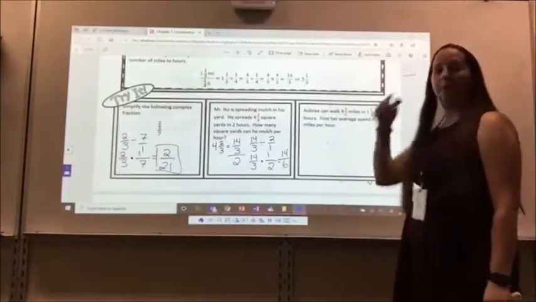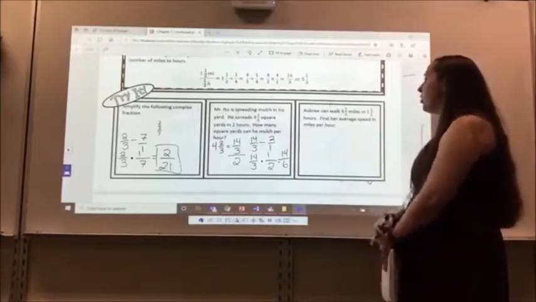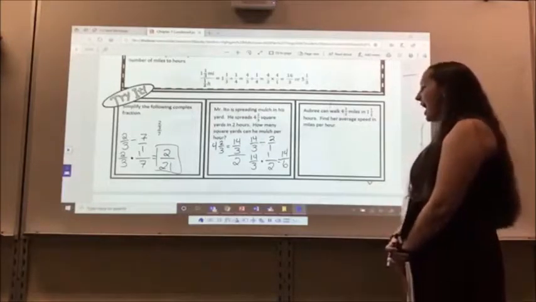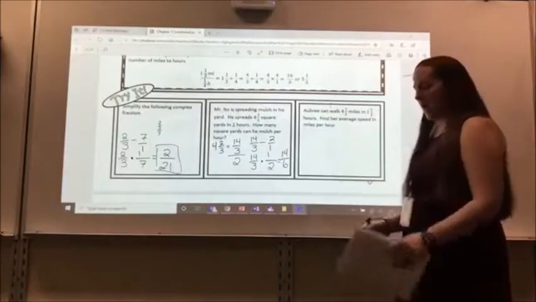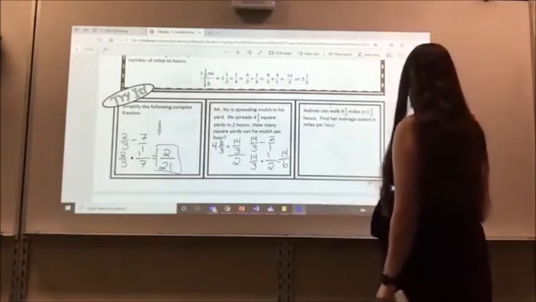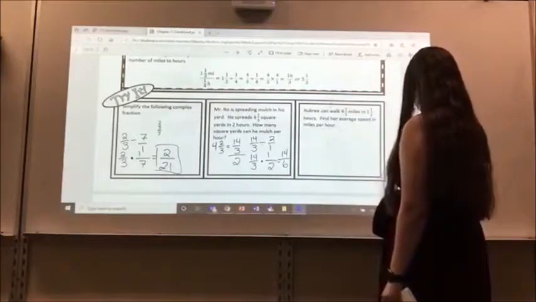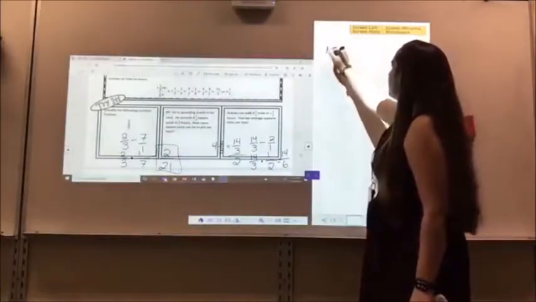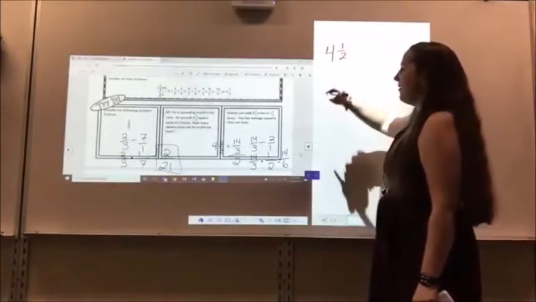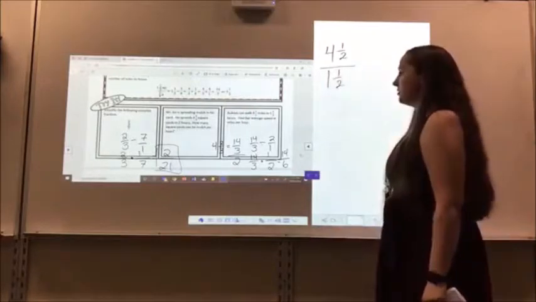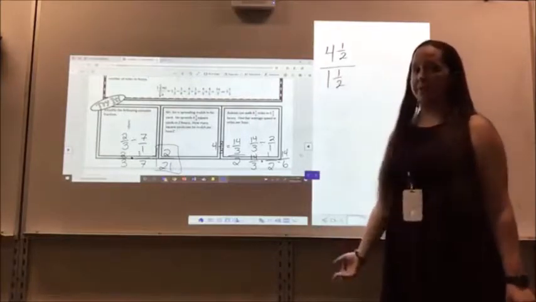Now for our final problem, I have Aubrey can walk 4.5 miles in 1.5 hours. Find her average speed in miles per hour. So she walks, we're going to go ahead and use the whiteboard again. Okay, so she walks 4.5 miles in 1.5 hours, and I want to find her average speed.